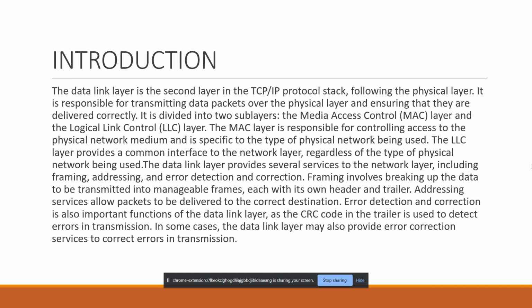Framing involves breaking up the data to be transmitted into manageable frames, each with its own header and trailer. Addressing services allow packets to be delivered to the correct destination. Error detection and correction is also an important function of the data link layer, as a CRC code in the trailer is used to detect errors in transmission. In some cases, the data link layer may also provide error correction services to correct errors in transmission.